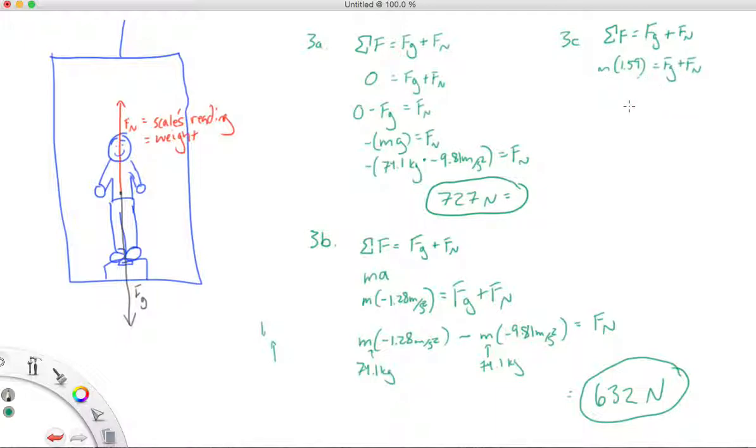Now I'm going to subtract Fg on this side, so it's going to be m times 1.59 meters per second squared, minus his mass times negative 9.81 meters per second squared, and this whole thing equals Fn. I ran out of room here, but it equals Fn. So if you put in Carlos's mass, which is 74.1 kilograms, you should get as an answer for C, 845, rounding with sig figs, newtons. And he feels heavier as he's going down and the elevator's slowing. That should make sense to you.